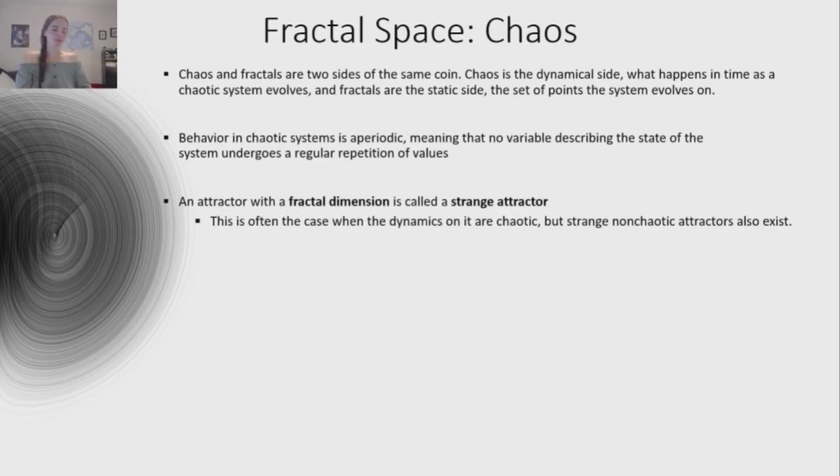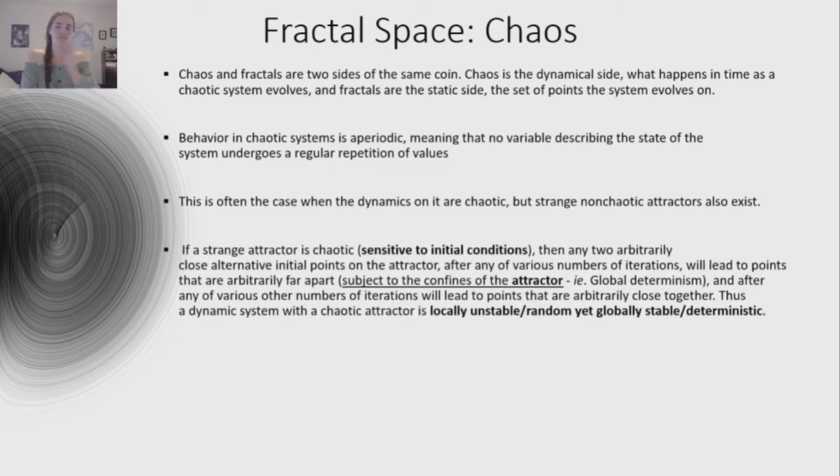So we actually have a special name for attractors that are fractals, and we call them strange attractors. This is often the case when the dynamics on the attractor are chaotic, but strange non-chaotic attractors also exist. But the majority of the examples that you would see if you're looking into this or encountering these concepts for the first time, the strange attractors are the attractors of chaotic systems, just like the chaos game.